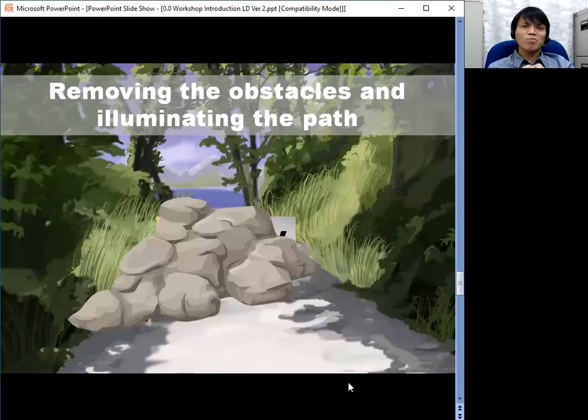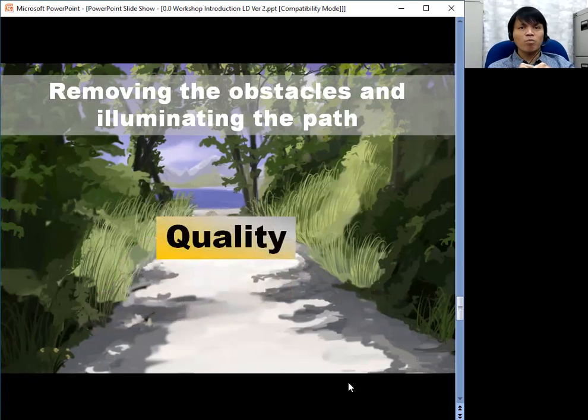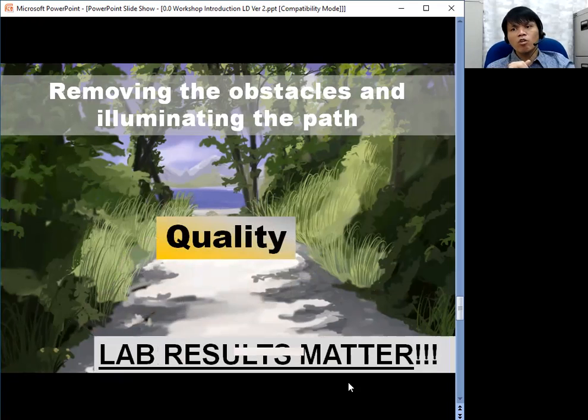This training will remove barriers using ISO 15189 as the framework. So let us remove the obstacles and illuminate the path towards quality in the laboratory. And that is our primary goal. Now, an outcome of quality is conformance to the requirements, which can lead to accreditation. Now, we are in this workshop because lab results matter to patient care.